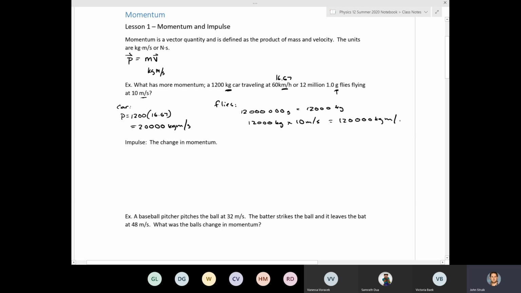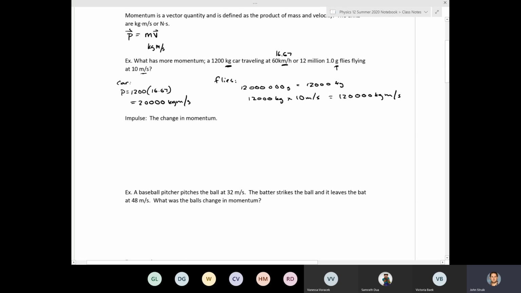Okay, so if you had a car traveling down the road at 60 kilometers an hour and it hit 12 million flies all at once, the car would stop. It would get destroyed, because 12 million flies have more momentum than the car itself. Interesting how that would work. So it depends on mass as well.